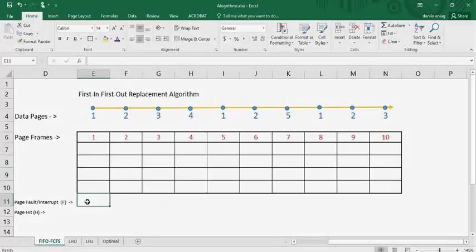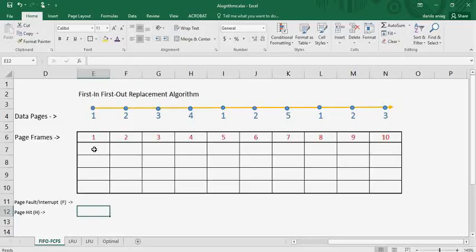interrupts happen. Page fault is defined as follows: whenever a data page is required by the memory manager and it's not in the page frame currently, then that's a page fault, otherwise known as a page interrupt, which our reference textbook calls it. It's a page hit if the data page that is being called upon already exists in the page frame. And at the end, we're going to get statistics of how many page faults and how many page hits there were in terms of percentage.